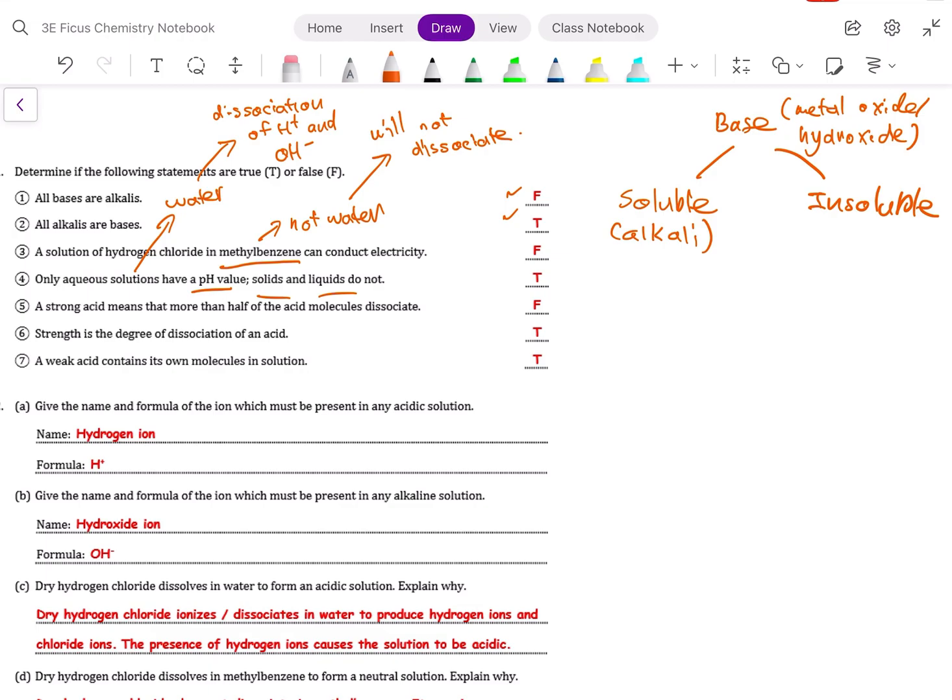Next one: strong acid means that more than half of the acid molecules dissociate. Actually this is false. It's 100%, all of the acid molecules will dissociate when it's strong. If you put in 1 million molecules, all 1 million will dissociate. Strength is the degree of dissociation. Yes, this is true. A weak acid contains mostly its own molecules. That's why the concentration of H plus, the hydrogen ion, is usually low compared to the concentration of acid.